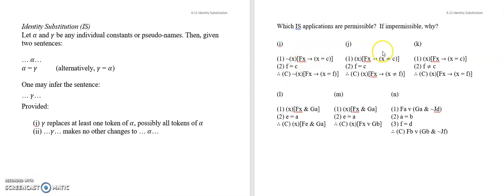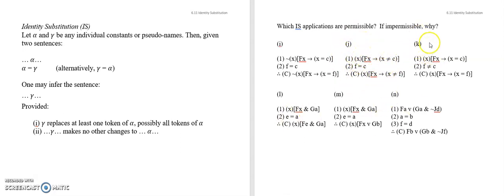All right, let's take a look at J. J is interesting. J is permissible. This is allowed. You can absolutely do this. So you've got the identity statement here, and you're going to substitute the F in for the C here. And the fact that there's a non-identity sign there does not matter in this case. Okay, we're going to have to be careful on some of these other cases, but this is a permissible use.